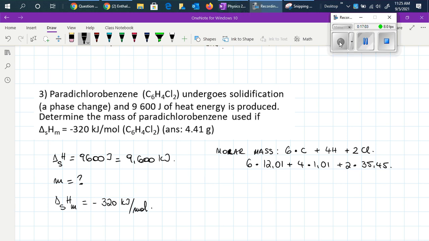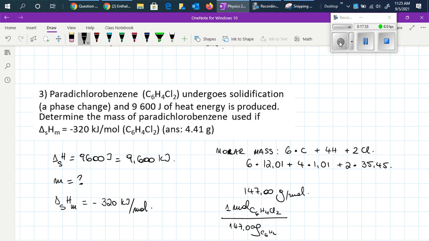So the molar mass of paradichlorobenzene is 147 grams per mole. The meaning of it is that if we have 1 mole of paradichlorobenzene, C6H4Cl2, then we have 147 grams of it. Or if we have 147 grams of it, then we have 1 mole.